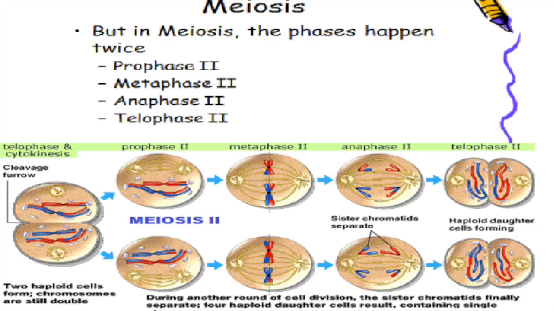So again, the chromatin condenses into chromosomes. In metaphase 2, they line up in the center. Anaphase 2, they're pulled apart. And in telophase 2, the nuclei reform and you end up with 4 new cells.